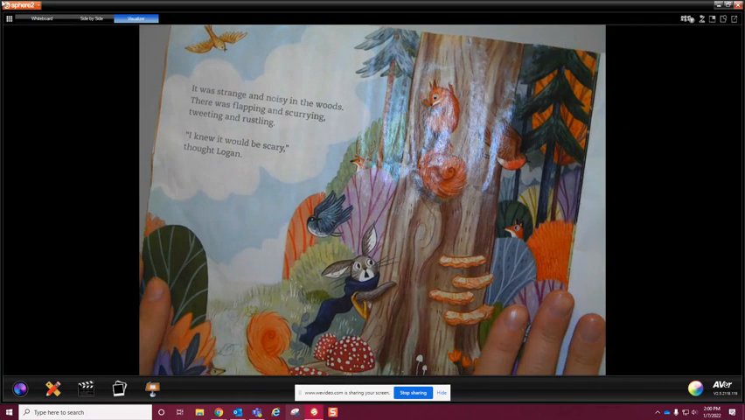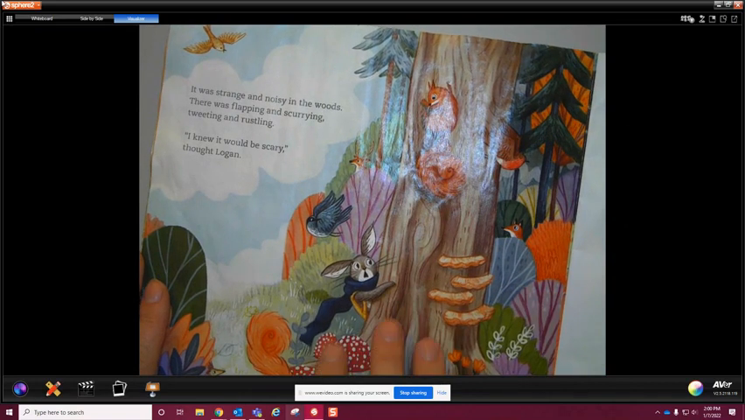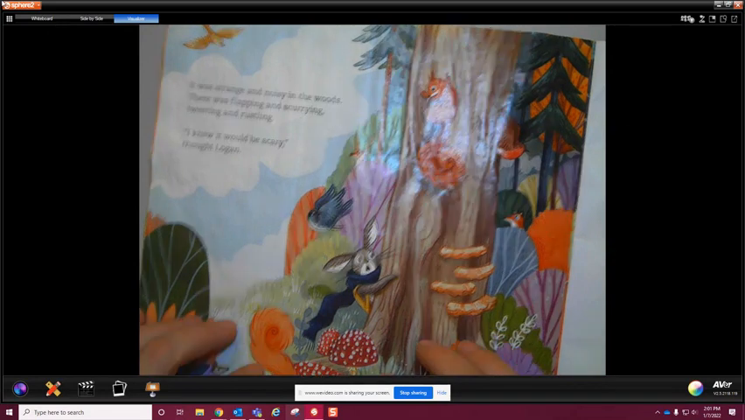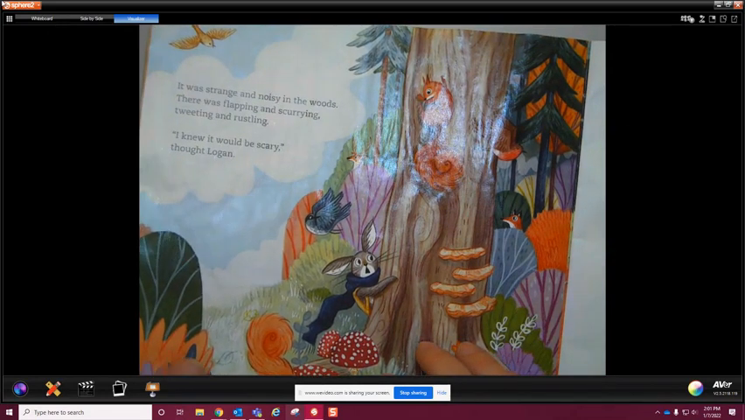Okay, so I'm going to stop here for a second. So now my setting's changed. My setting is not in this bunny house anymore. He's outside. He's outside and in the woods. Okay, he's still scared, that kind of thing, but we're going to see what's going to happen.